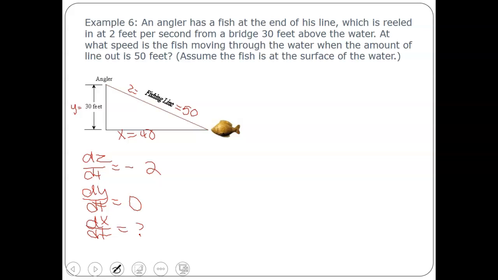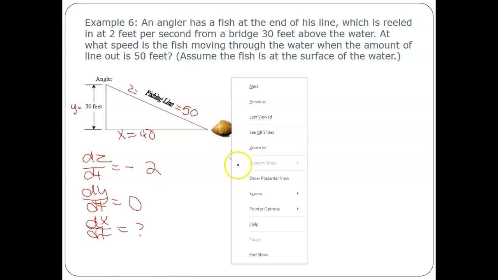Mine says rowed in 2 feet per sond. Is that like a Spanish pond? I think it's a Spanish word for second. Does it really say that? Mine doesn't have that typo. 2 feet per second from a bridge 30 feet above the water. Well, now my units are going to be all messed up. Alright, so X is 40.